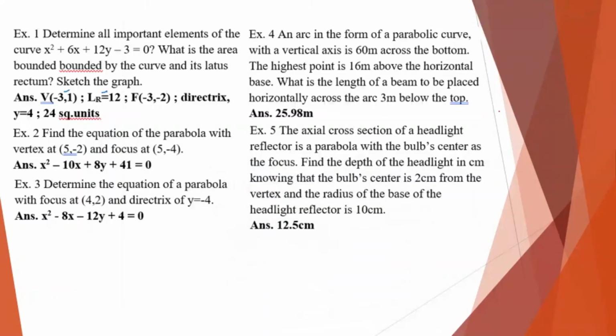Okay, so we are now in the last part of our discussion in parabola. Let us try to solve example 4 and 5. Example 4: an arc in the form of a parabolic curve with a vertical axis is 60 meters across the bottom. The highest point is 16 meters above the horizontal base. What is the length of the beam to be placed horizontally across the arc 3 meters below the top?